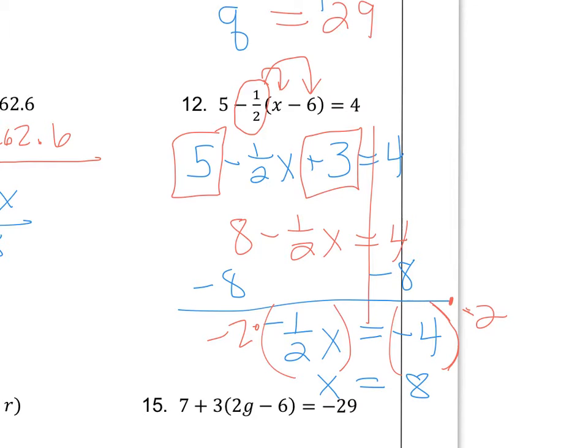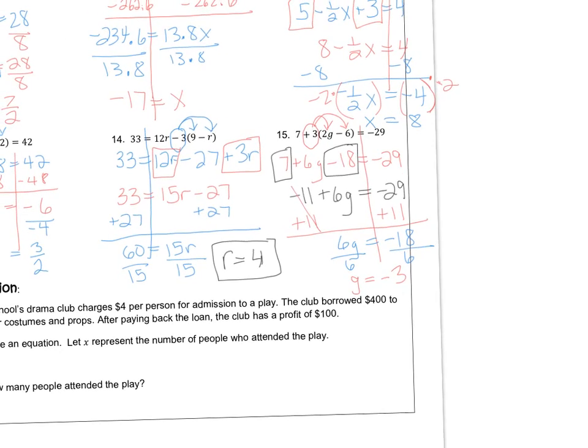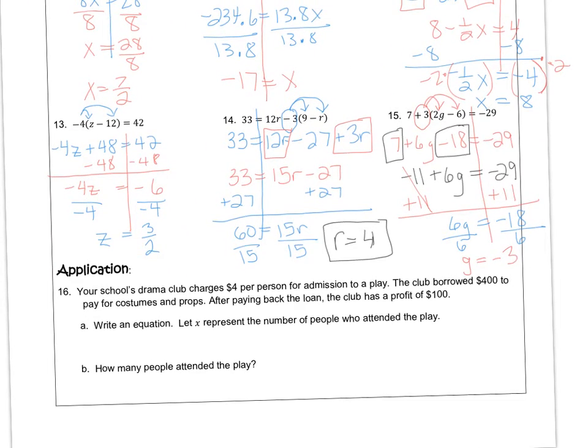Okay, looking at number 13. All that is a distribution problem. Number 14 is distribution and combining like terms, and 15 is distribution and combining like terms. All of those you should be capable of doing. Go ahead and pause your video, solve them, and check back for the answer. Okay, to double check your answers on each one of these, you can go back and plug them in and just verify that you got those 3 answers. Then on the application problem, go ahead and read it, see if you can figure it out, pause your video, and check back for your answer.